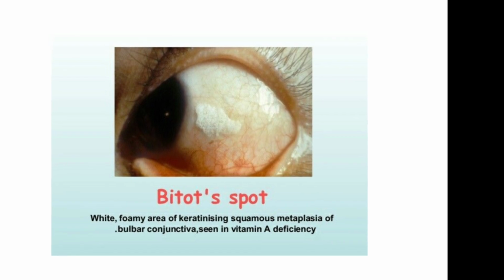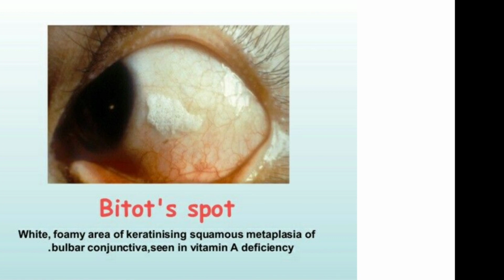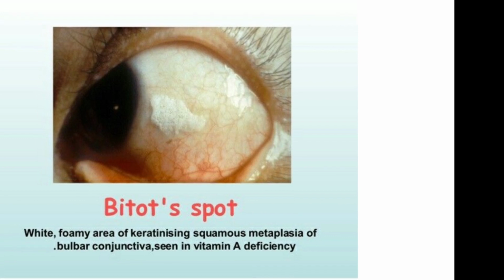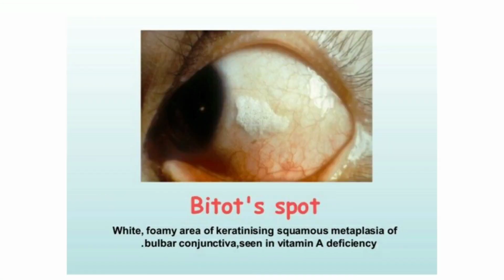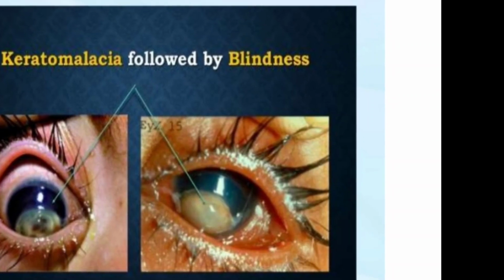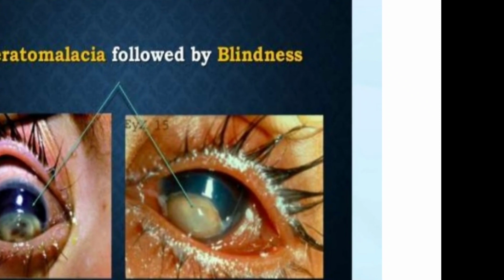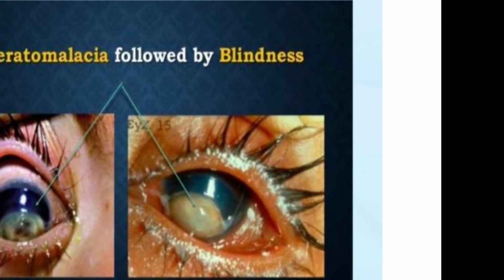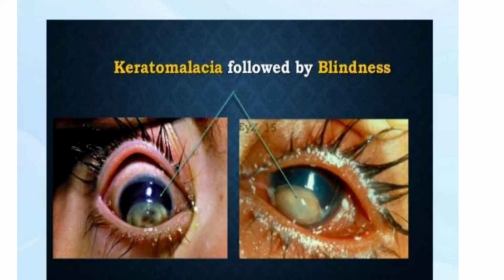This is just to show, no need to write diagrams and all. Bitot spots, you can see the silvery deposit, keratinizing squamous metaplasia of the conjunctiva seen in vitamin A deficiency. Just to show you, that is all. Keratomalacia is a dangerous condition. The treatment is difficult here. There is a chance of 90 to 99% blindness. Keratomalacia followed by blindness. That is all.